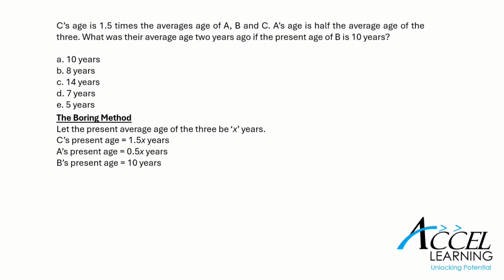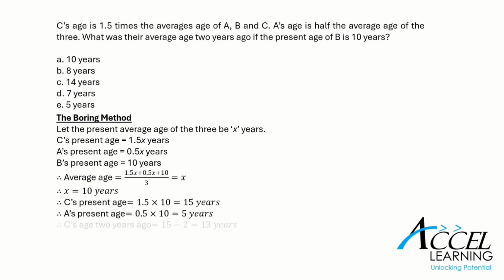Therefore, average age equals (1.5x + 0.5x + 10) divided by 3 equals x. And x is equal to 10 years. C's present age equals 1.5 times 10 equals 15 years. A's present age equals 0.5 times 10 equals 5 years.